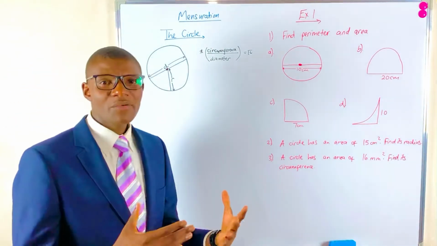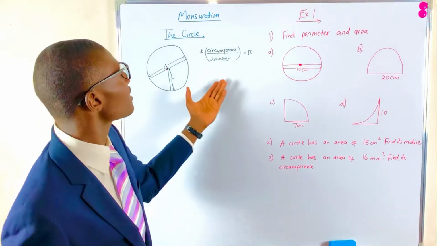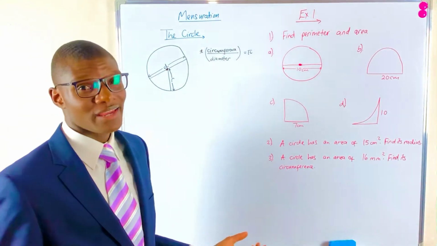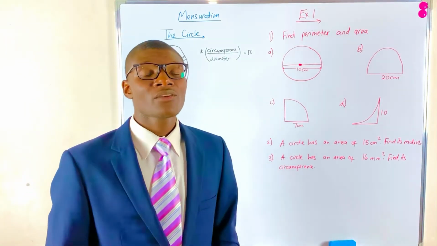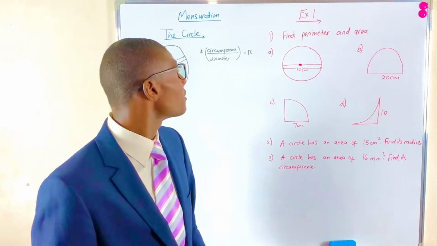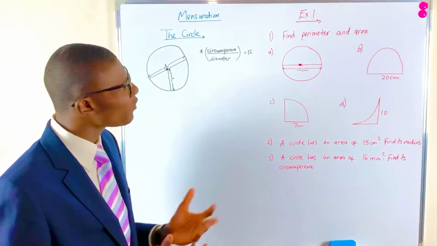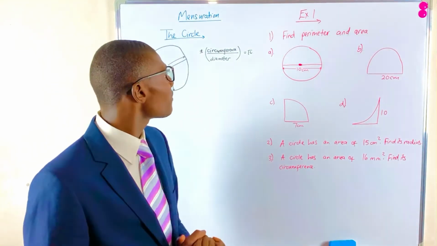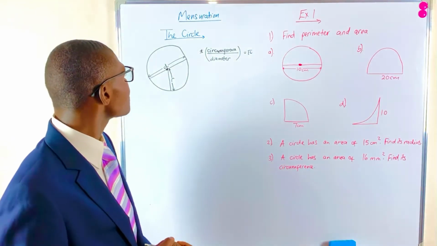So something that we have to know is that for any circle, the ratio of the circumference over the diameter will give us pi. Pi is just a constant number, which is an irrational number because it is approximated to be 3.142. It cannot be expressed as a fraction, so I'd rather just use it as pi.